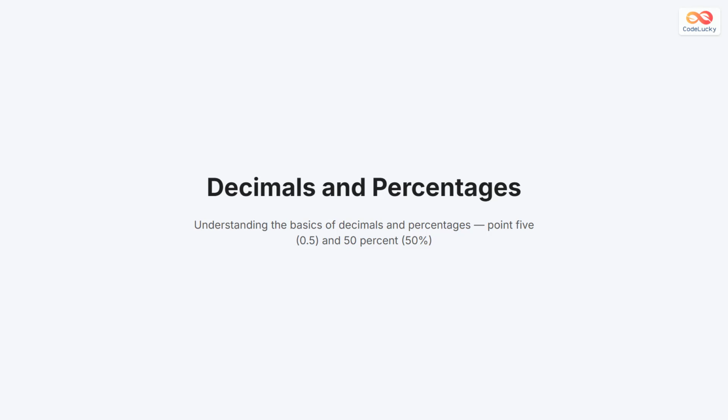Decimals and percentages are ways to express parts of a whole. A decimal uses a point to separate the whole number from the fraction, like 0.5 is 0.5. A percentage is a way to express a number as parts out of 100, so 50% means 50 out of every 100 parts.